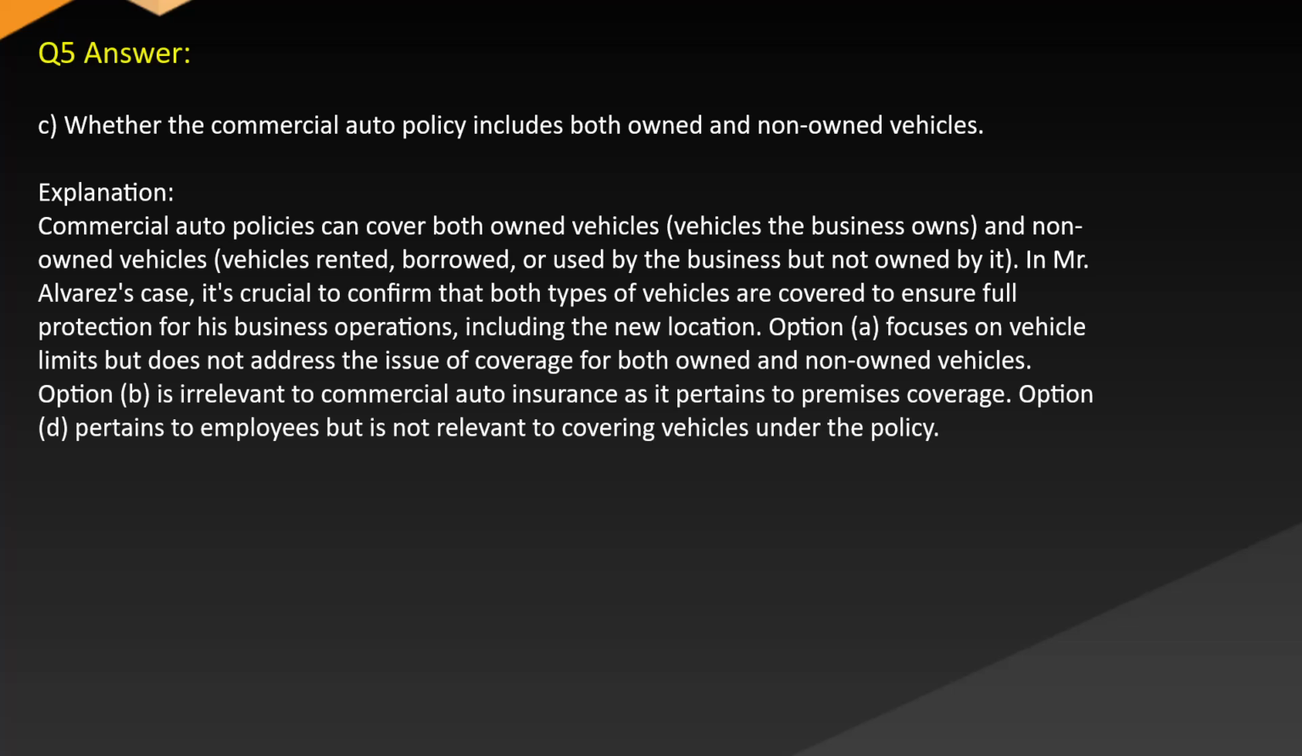Option A focuses on vehicle limits but does not address the issue of coverage for both owned and non-owned vehicles. Option B is irrelevant to commercial auto insurance as it pertains to premises coverage. Option D pertains to employees but is not relevant to covering vehicles under the policy.